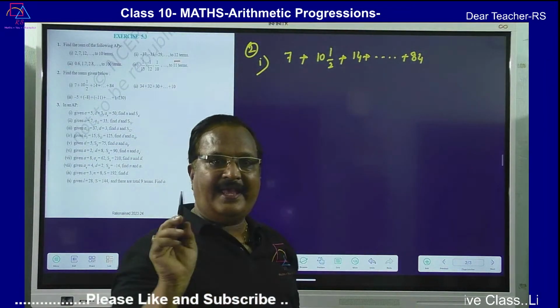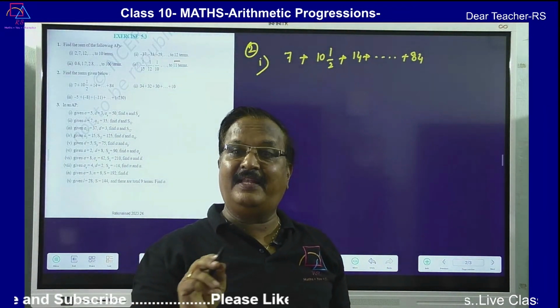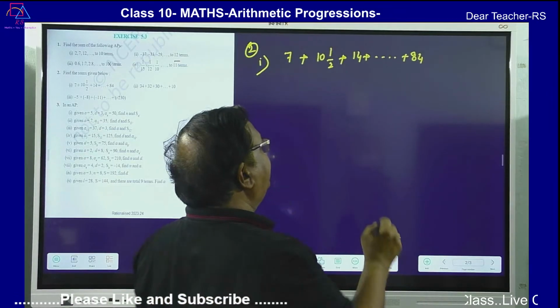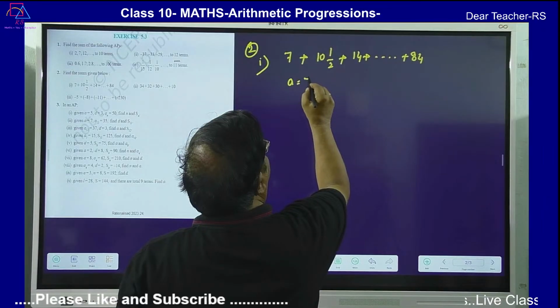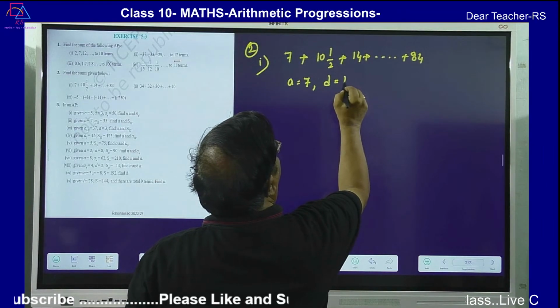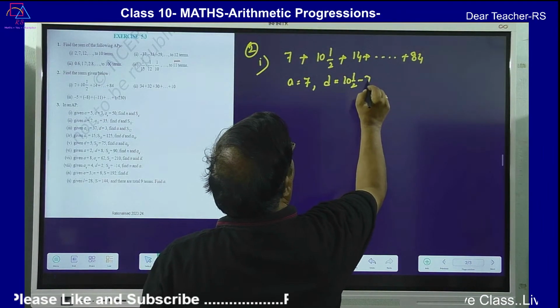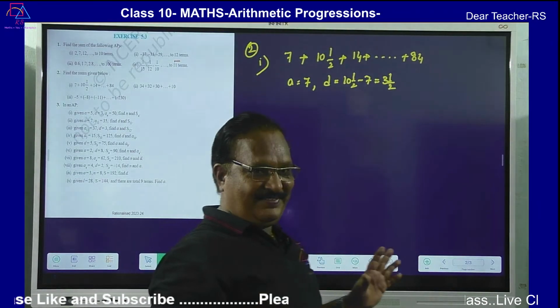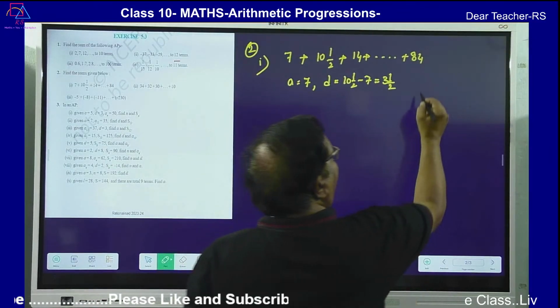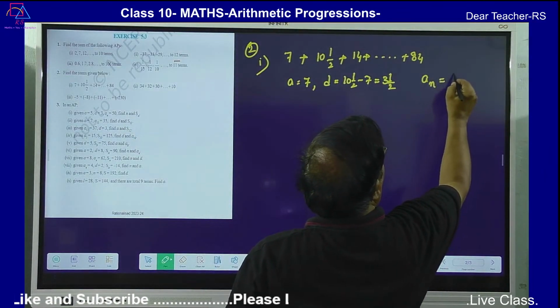84 is not n. Please remember, 84 is not n. It is the last term. So let a be equal to 7 and d equal to 10 and a half minus 7, which is equal to 3 and a half. I am writing 3 and a half in general. So now a_n is equal to 84.